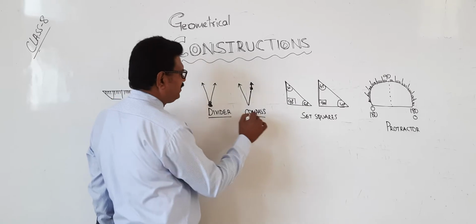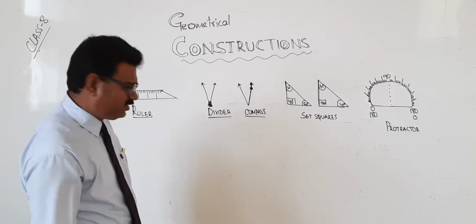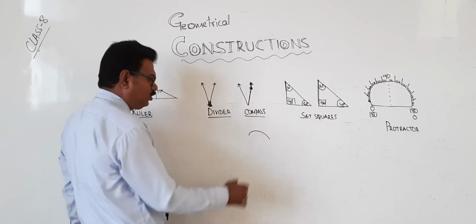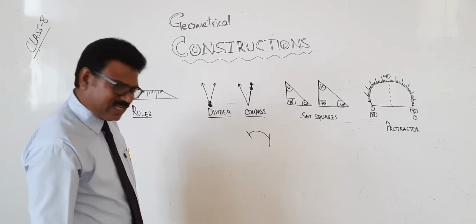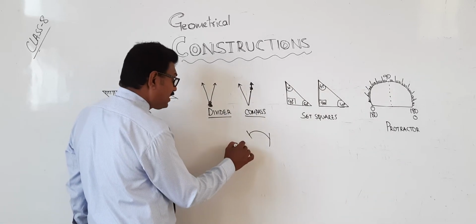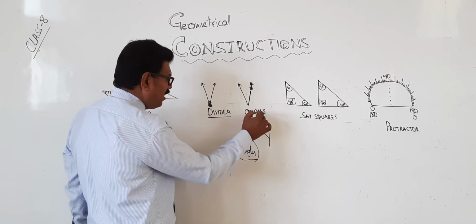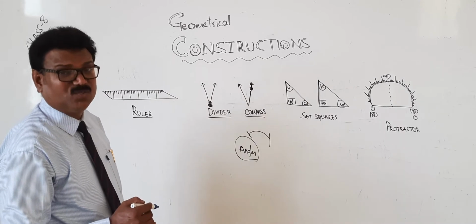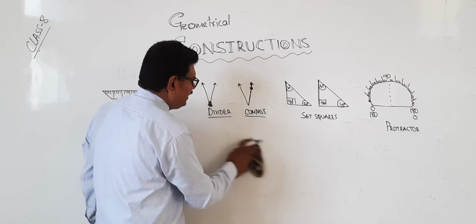Now compass. Compared to this, the compass is very important for us, because it is used to draw arcs, to cut the circle, to construct angles. With the help of compass and ruler, we can construct the angles also. How to construct, I will show this. Okay?